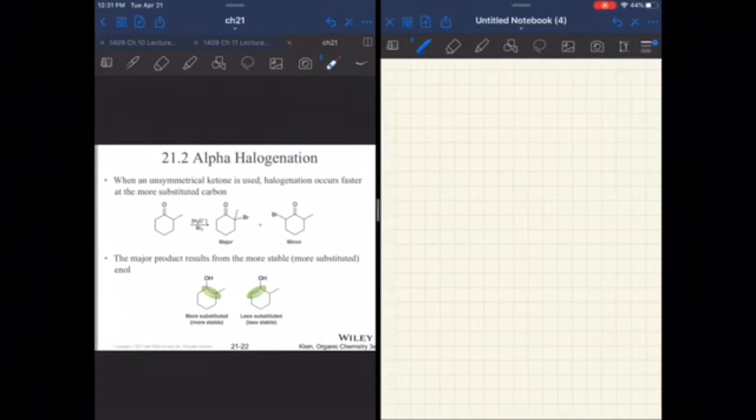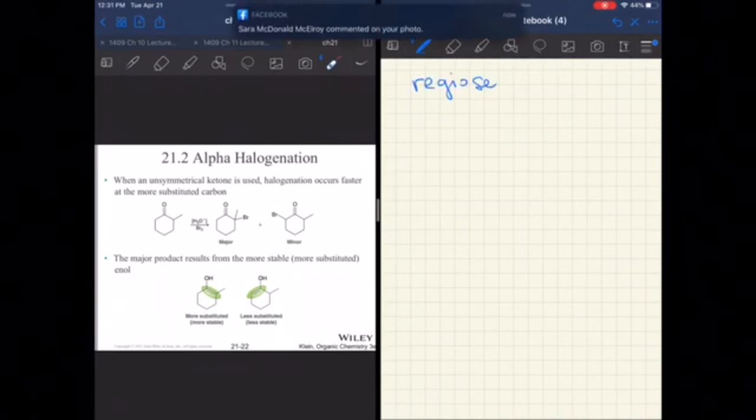Something that is important to note about alpha halogenation is the regioselectivity.